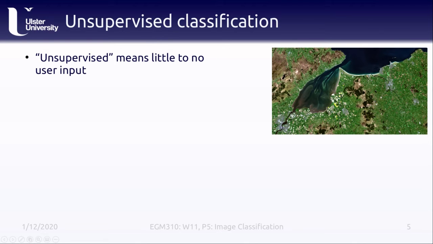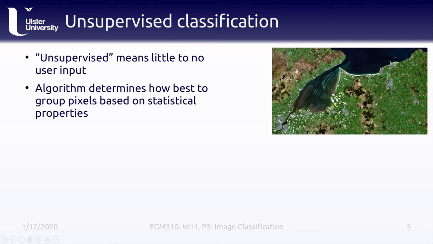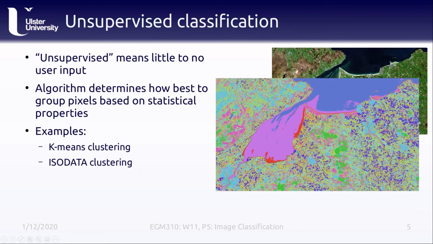Unsupervised classification means that we have little to no user input in the classification routine. Instead, the algorithm determines how best to group pixels based on their statistical properties. Common examples of different types of unsupervised classification routines include k-means clustering or isodata clustering, which produce the image shown here. The output classes in this image have no real meaning. They're just grouping based on the statistics of the image data.